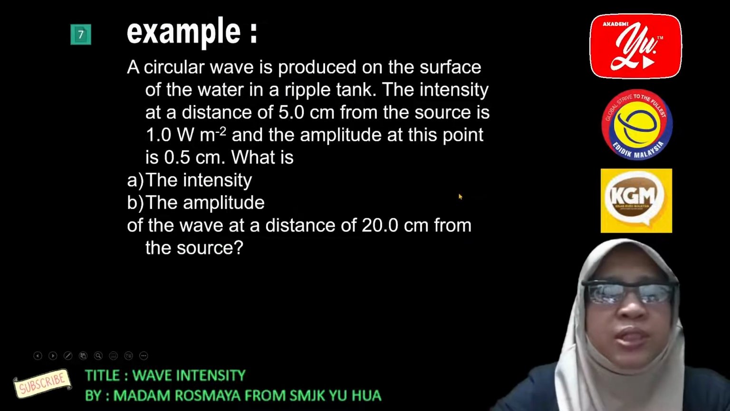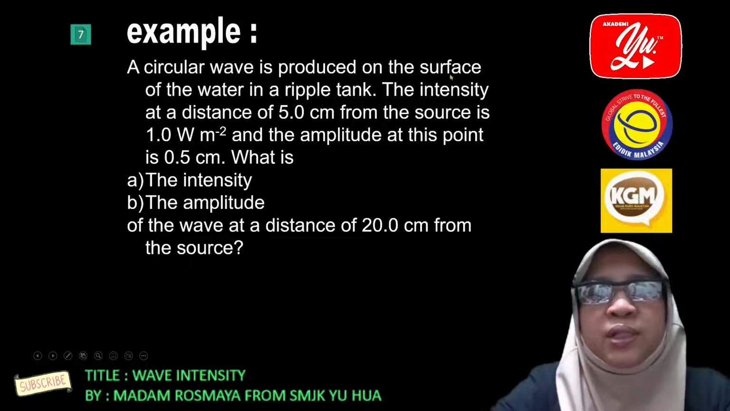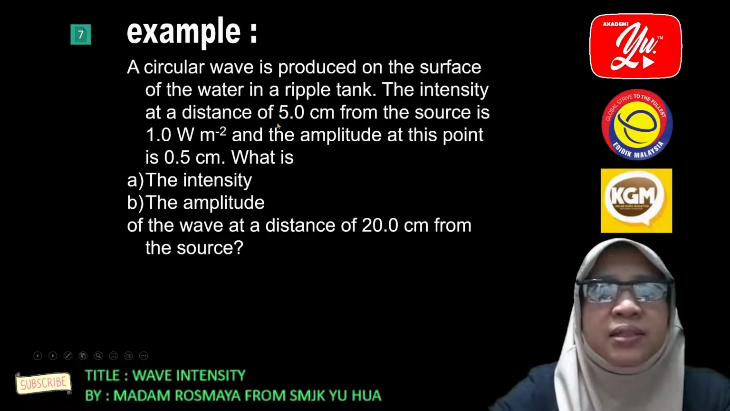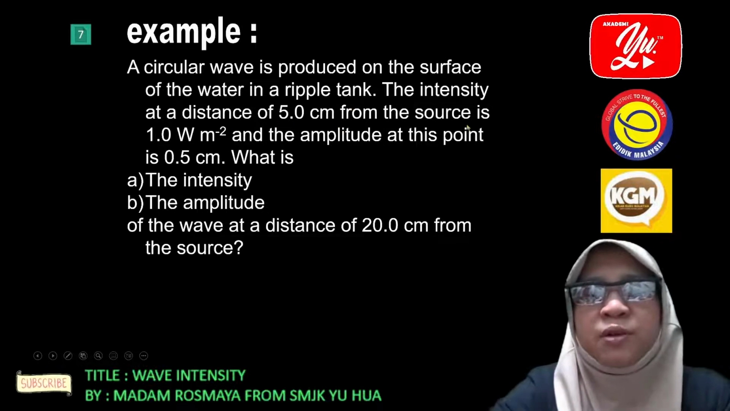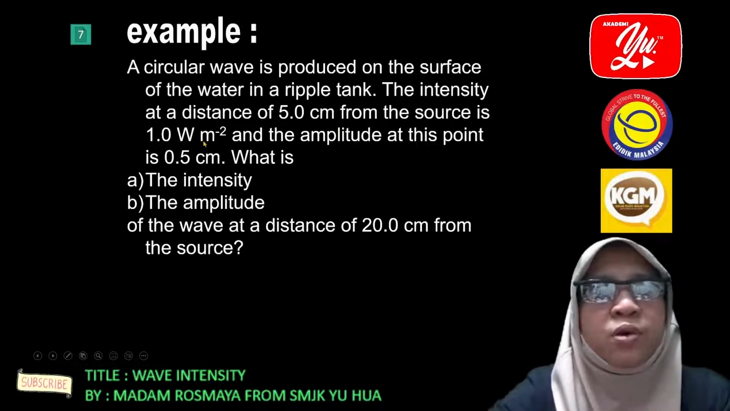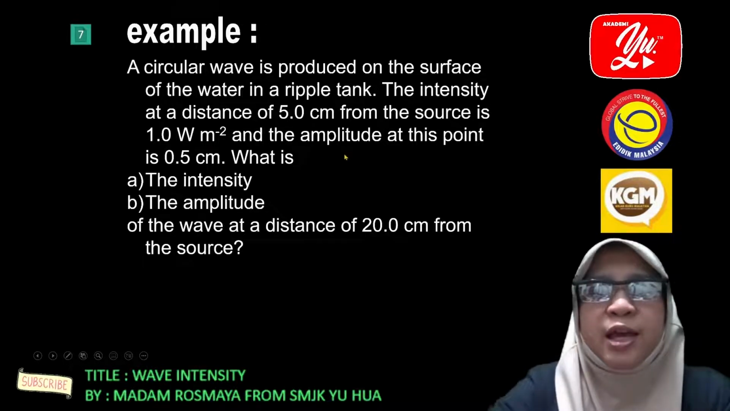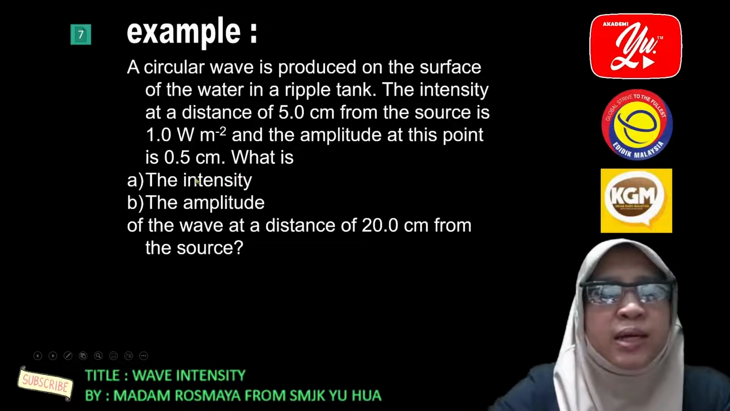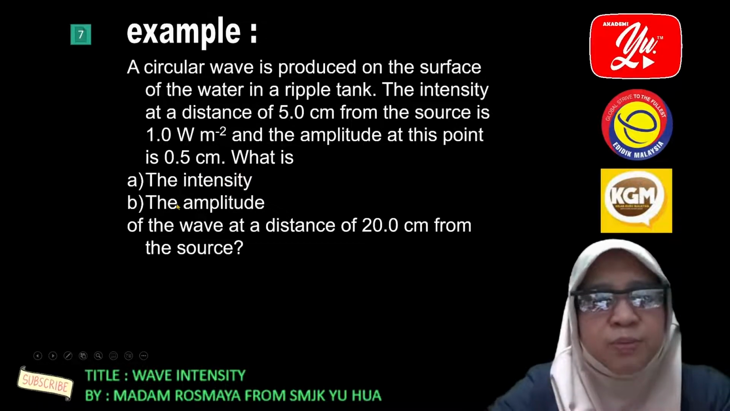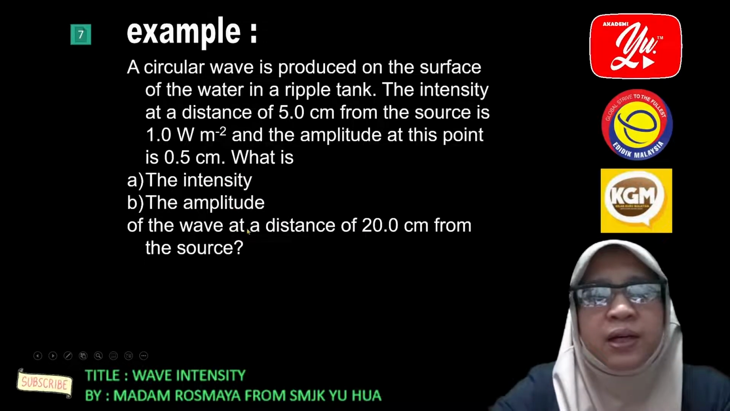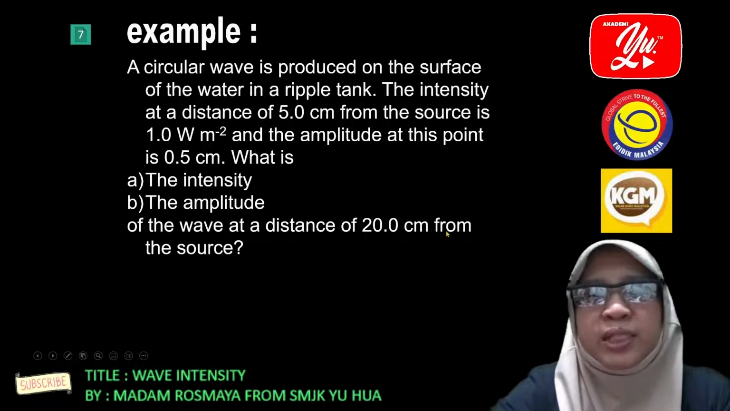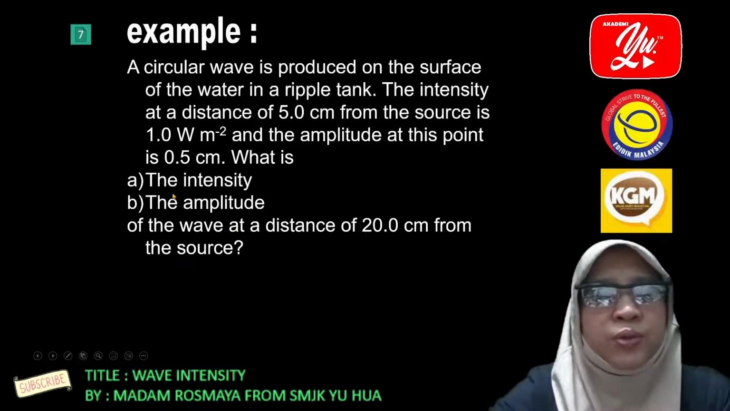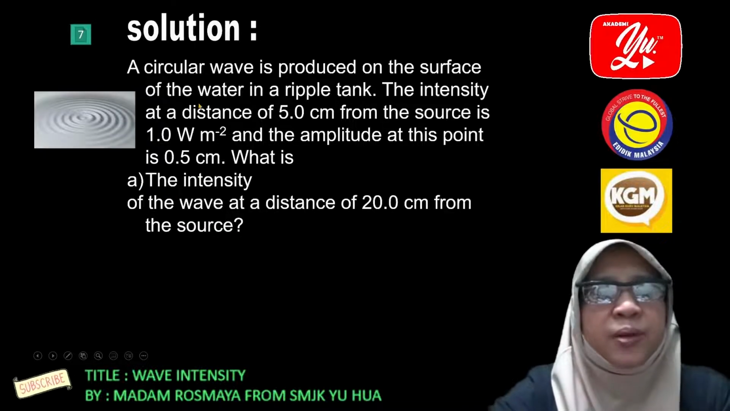Now we try one example. A circular wave is produced on the surface of the water in a ripple tank. The intensity at a distance of 5.0 cm from the source is 1.0 watt per meter squared, and the amplitude at this point is 0.5 cm. A, what is the intensity, and B, the amplitude of the wave at a distance of 20.0 cm from the source. So we try question A first.